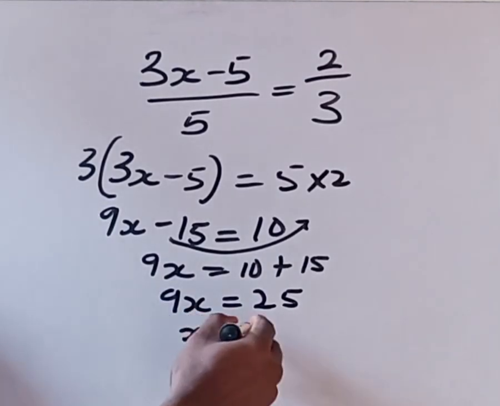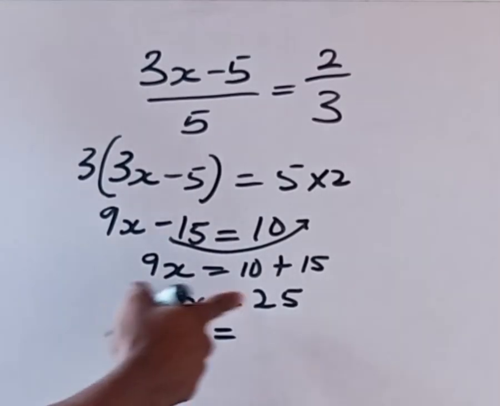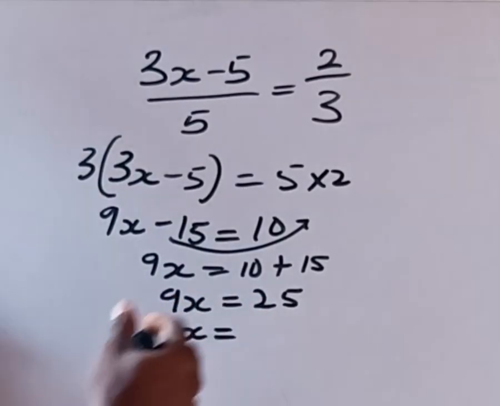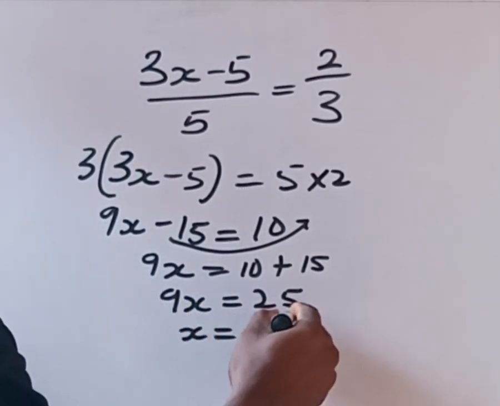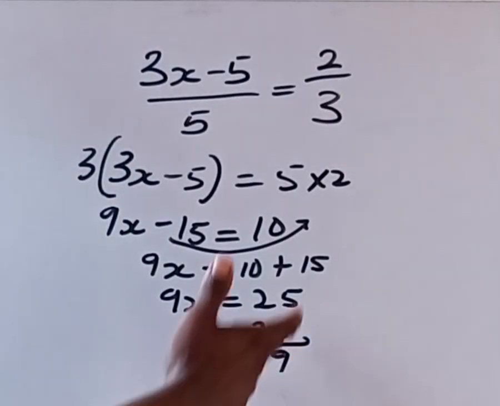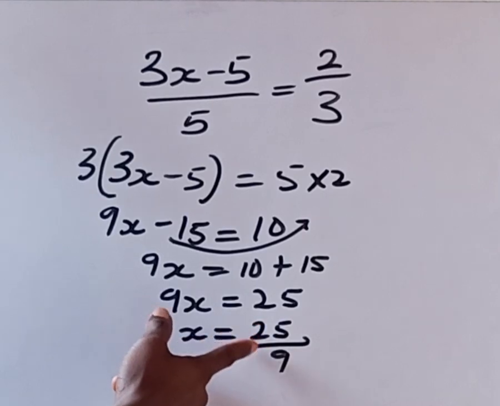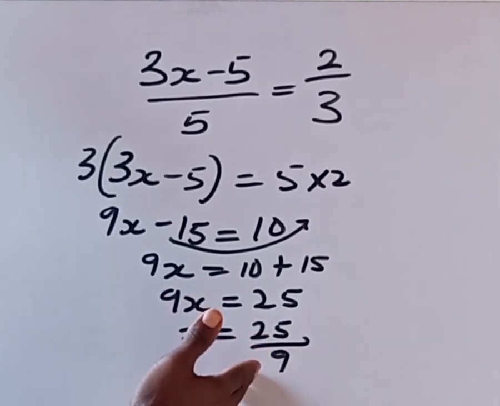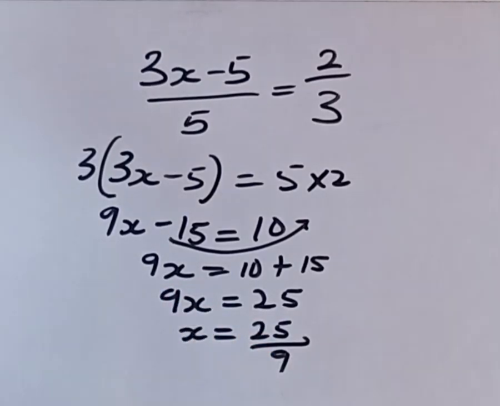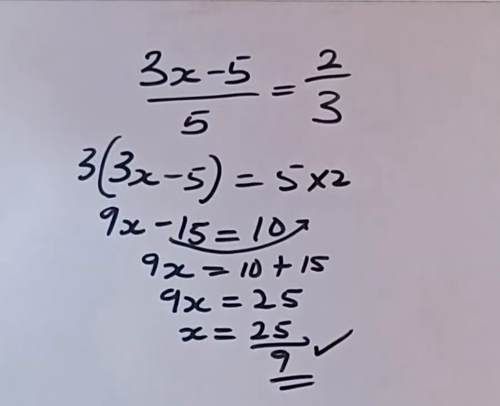x equals this. So we are dividing both sides by 9 to get the value of x. So x will give us 25 over 9. And since we cannot divide both sides, because here it is not all even numbers, we cannot break it down to a smaller component again. So this is the final answer to the question.